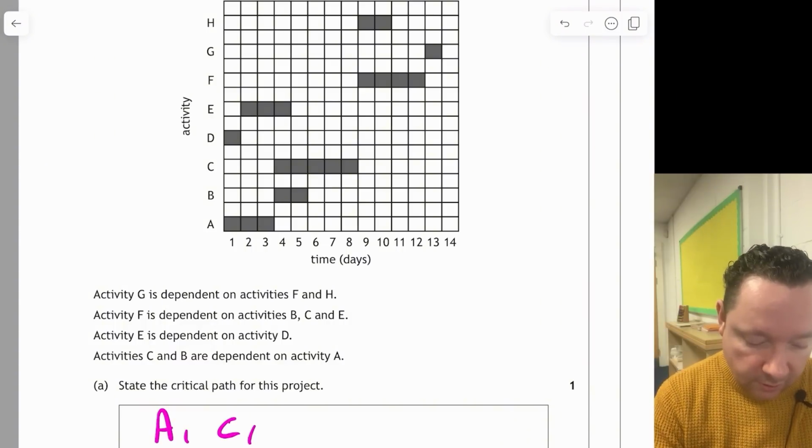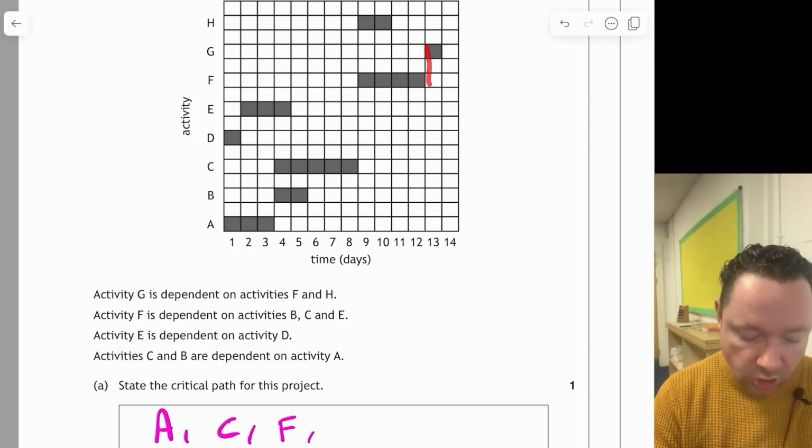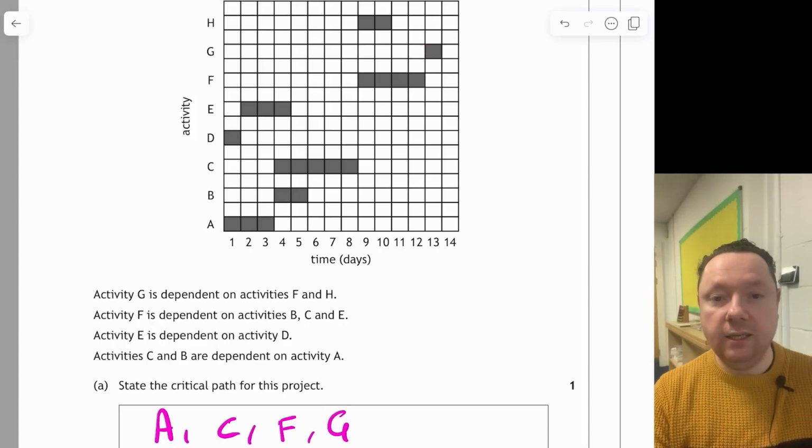Now after C, I'm at here, moving up my Gantt chart. I can see I've got 2 activities that I could choose from, but that stops before this one ends. So I need to finish this one first before I move on, so that's F. And then clearly after F, there's only one activity left, which is G. So the answer is A, C, F and G.